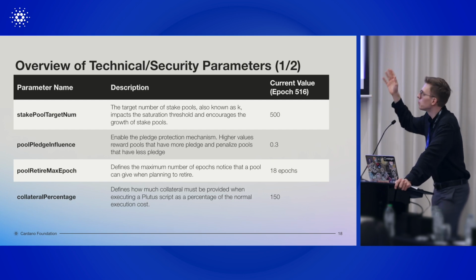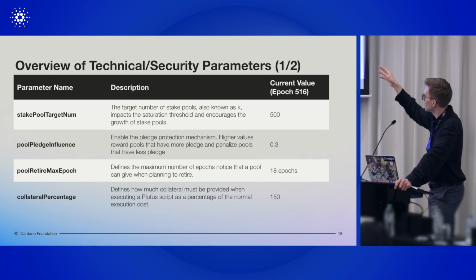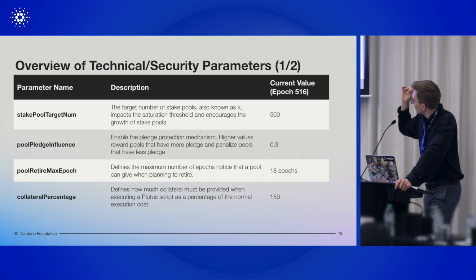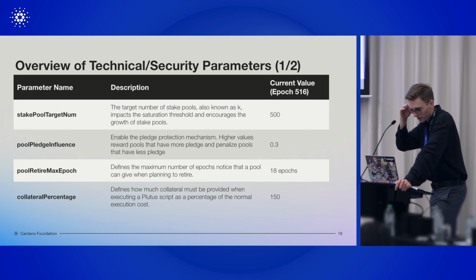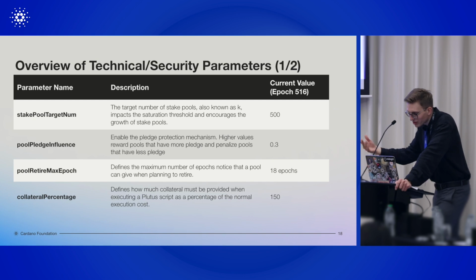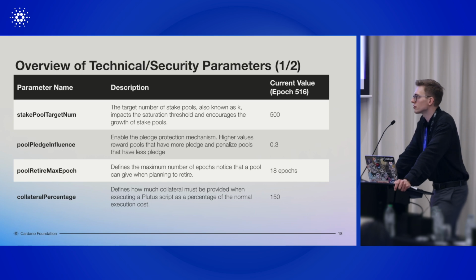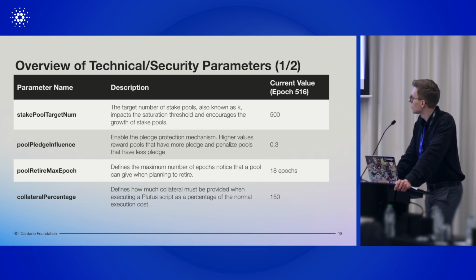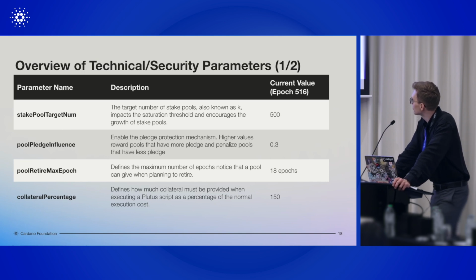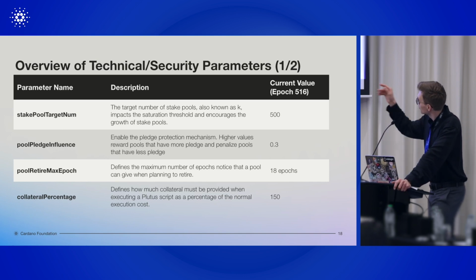Then another parameter is the pool retire max epoch. This defines that when a pool retires, they can say that in up to 18 epochs in the future is when they have to retire. So this is the maximum amount of notice that a pool can give when planning to retire. Let's just think I have a stake pool, it's epoch 500 and I want to retire. So the maximum epoch I can set for retiring is 518.